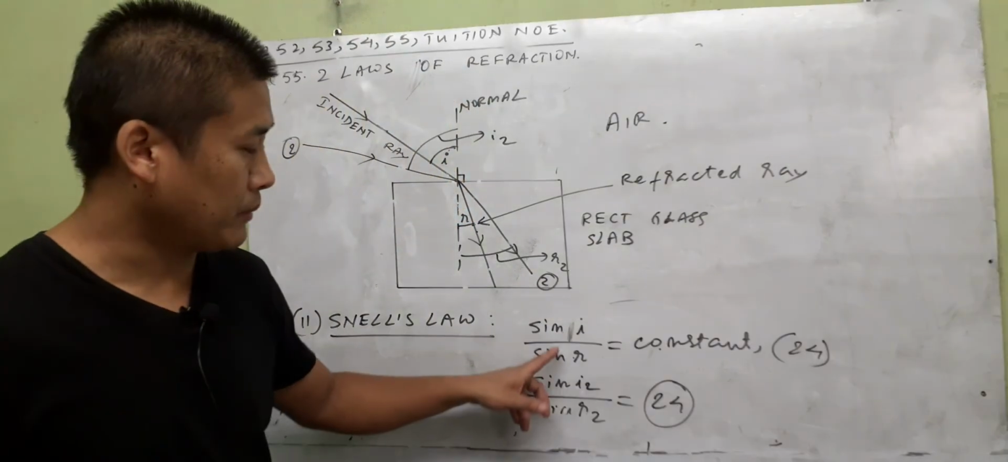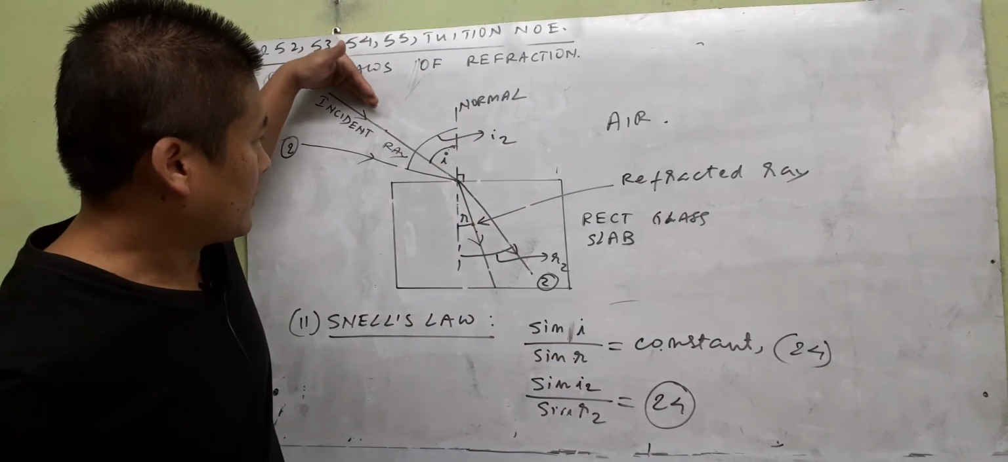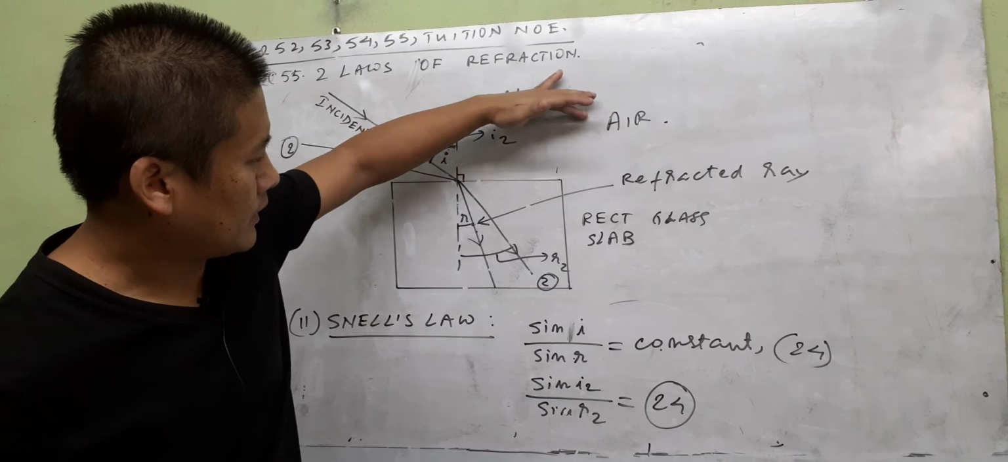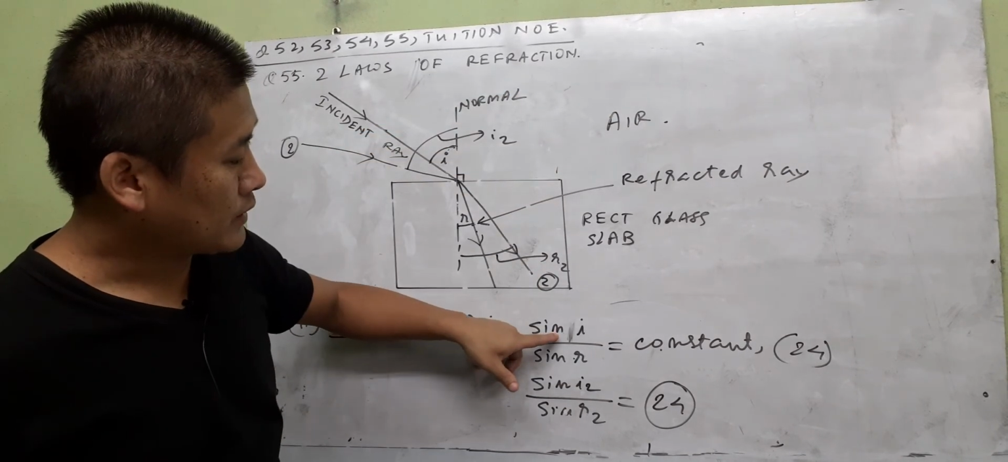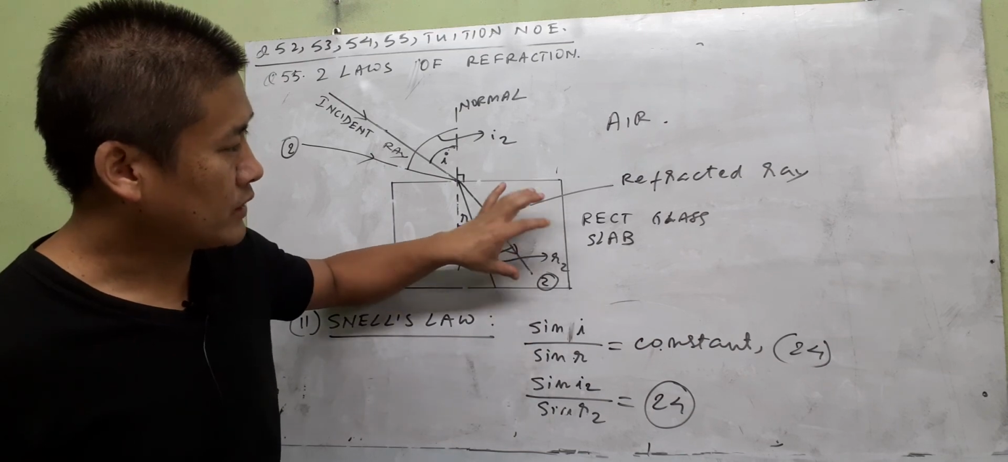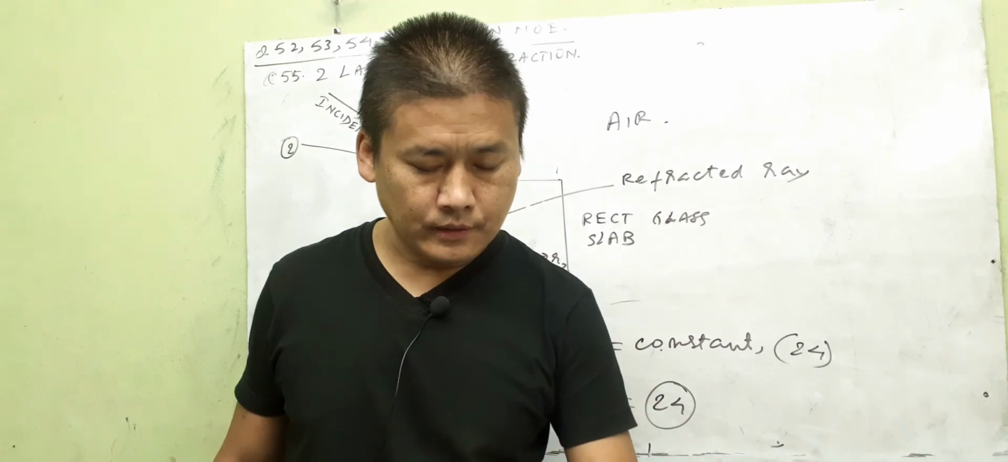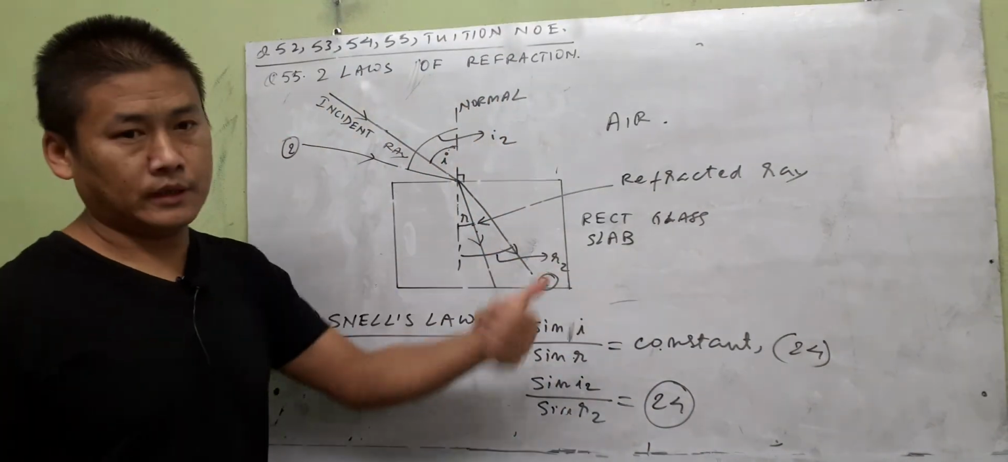That means sine I by sine R is the refractive index of glass, okay? Because for rays entering from air to glass, the first is air and the second is glass. So when you do that, sine I by sine R will be the refractive index for the second medium, which is glass, with respect to air. Okay, so this is the last question for this class. We'll continue in the next class.